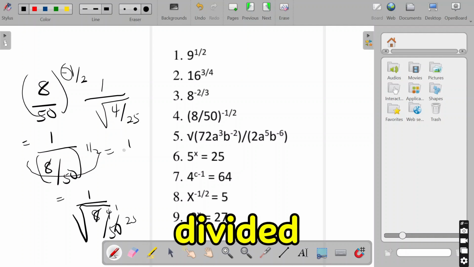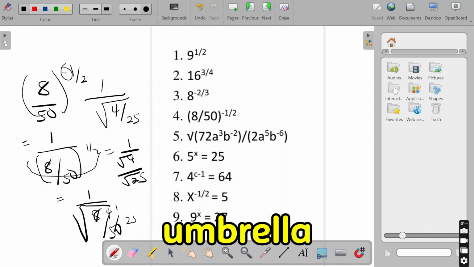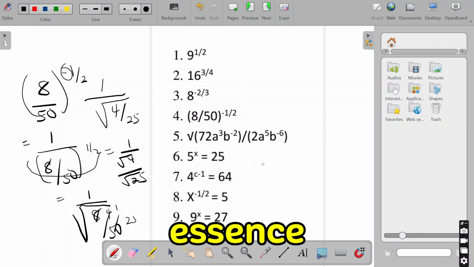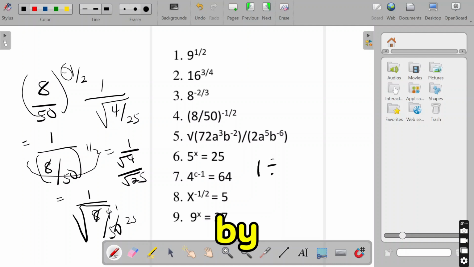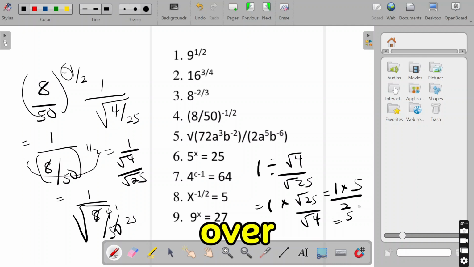It's the same thing as 1 divided by square root of 4 divided by square root of 25. So see it as a bigger umbrella. Rather than having one big umbrella, each person can have his or her own umbrella. So in essence, this is 1 divided by root 4 over root 25. And that will be 1 times root 25 divided by root 4. So this becomes 1 times square root of 25 is 5. Square root of 4 is 2. So the answer becomes 5 over 2. That's the answer, 5 over 2.